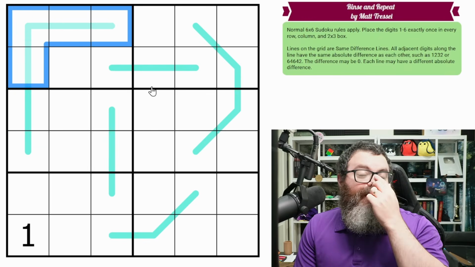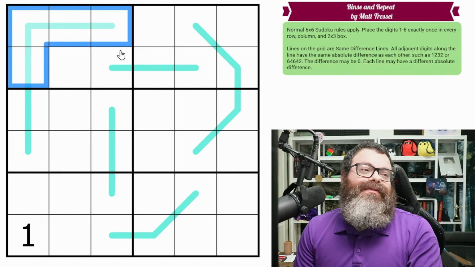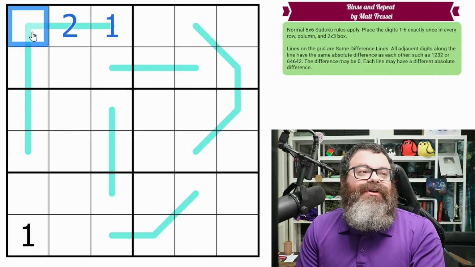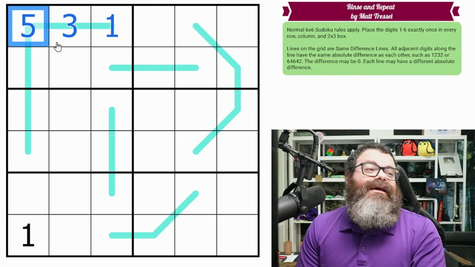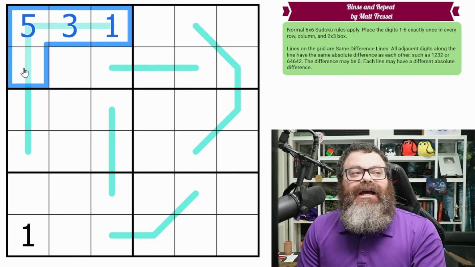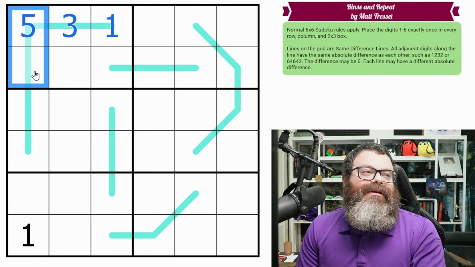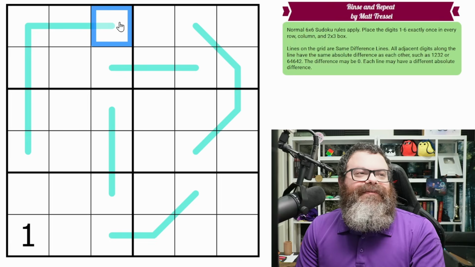So these 4 have to be 4 different digits because they're in the same box. And there is no way to even have a difference of 2 and end up with 4 different digits. A difference of 2, we could go 1, 3, 5, but then we don't have a 7 in this puzzle, so we can't do a difference of 2. Going back down to 3 doesn't help. They have to all be distinct. So we're going to have a difference of 1.